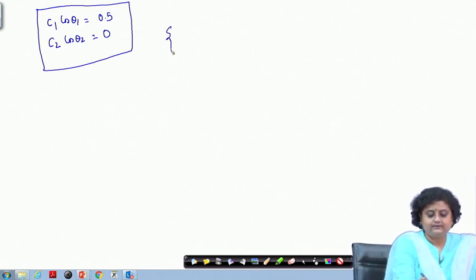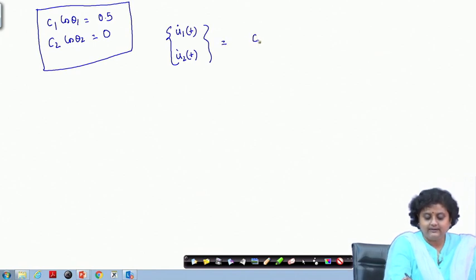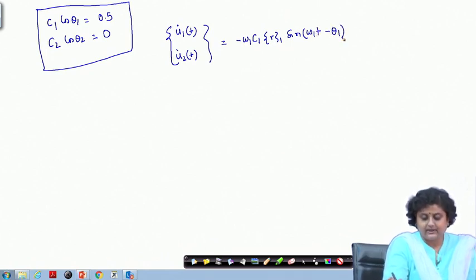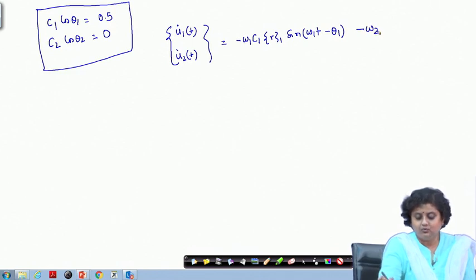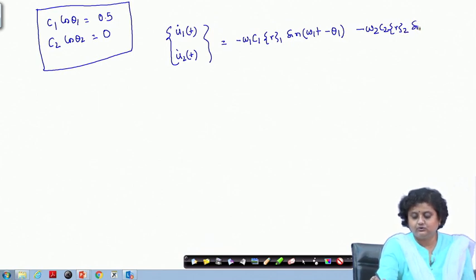Now, let us go to the second part. The velocities u1 dot(t) and u2 dot(t) can be written as C1 into minus omega 1 into R1 sin(omega 1 t minus theta 1), and then minus omega 2 C2 R2 into sin(omega 2 t minus theta 2).